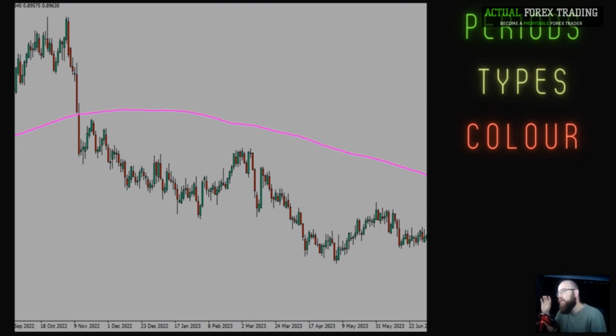The most commonly used periods though are the 7, the 14, the 21, the 25, 50, 100 and 200. So 7, 14, 21, 25, 50, 100, 200. If you ever watch Bloomberg, if you ever watch professional analysts looking at charts, they generally use the 100 and 200 moving averages, but there are those others that I mentioned.